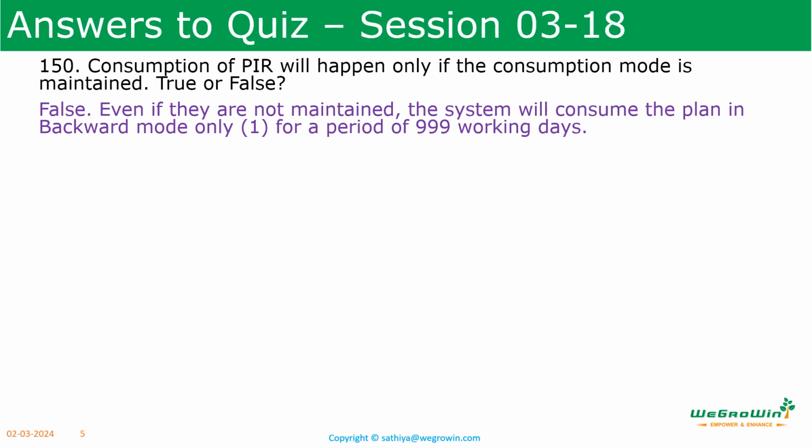Consumption of PIR will happen only if the consumption mode is maintained. True or false? False. Even if the consumption mode or period are not maintained, system will consume the plan in the backward mode only, like consumption mode 1 that we discussed, and for a period of 999 days.